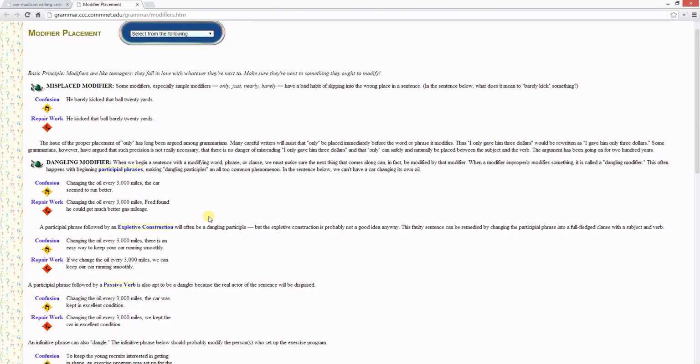So again, we see the two common areas where we have either a missing subject, so it's not clear who's doing what, or we just have some material in between our modified and modifying elements.